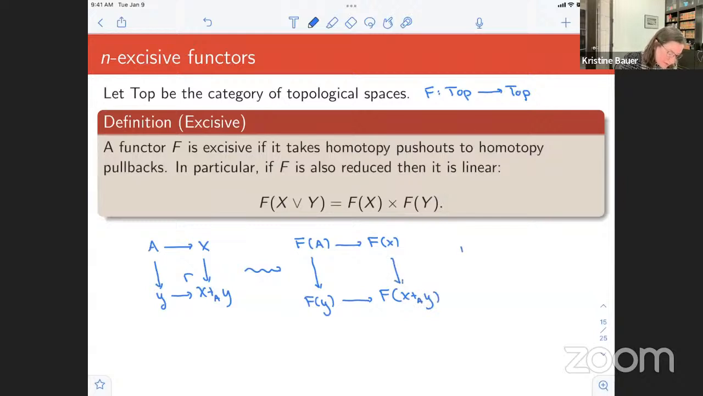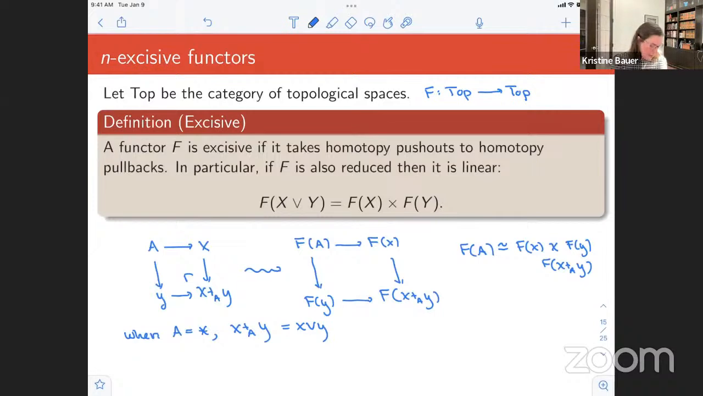So to be one excisive tells you something nice about what happens to f of a. F of a has to be homotopy equivalent to the pullback. So I'll write that as a kind of fibered product. But again, that's just my notation for the pullback diagram. Okay, now in the special case when a is a point, x plus y, that coproduct is just actually the coproduct. And I could be asking in this case what f does to coproducts.